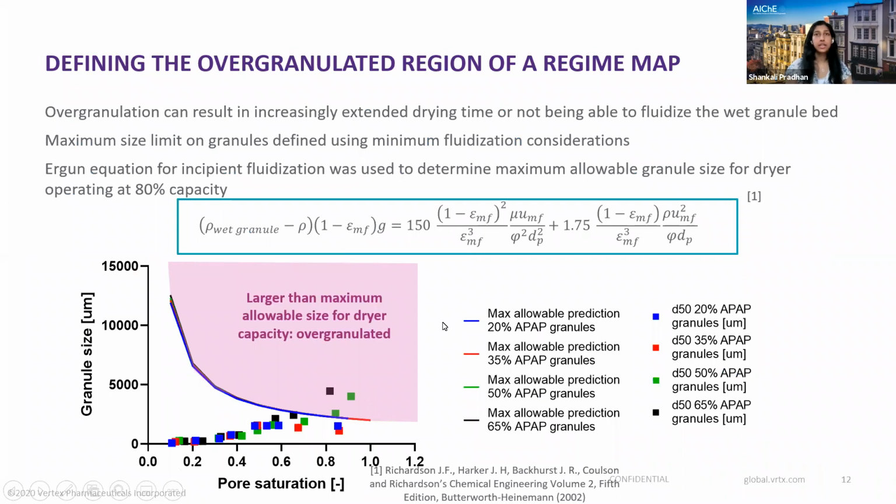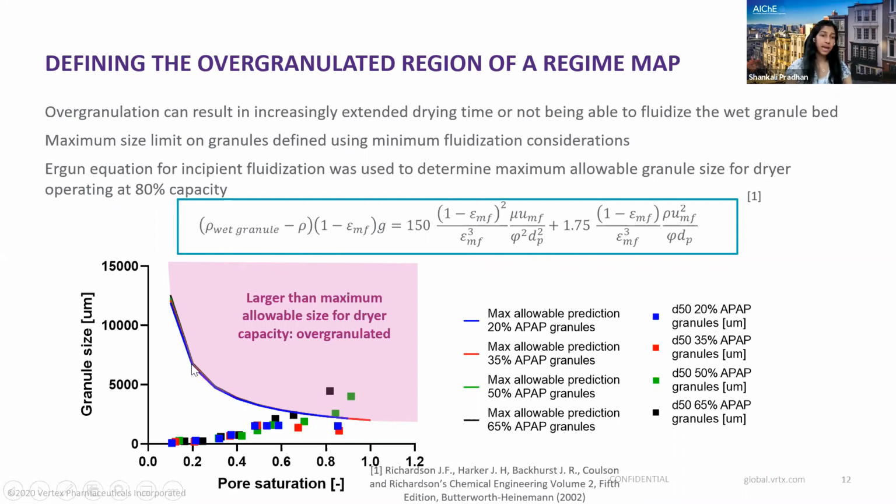We've defined overgranulation as granules that are not quite paste yet, but they're still big enough to be causing issues during processes such as extended drying time or not being able to fluidize at all. We've set a maximum limit on the granule size based on minimum fluidization considerations. So we have our Ergun equation over here. As the wet granule density changes as a function of increasing liquid content in the granules, we can define a maximum size of the granules that can be fluidized when the dryer of your choice is operating at 80% of the capacity, for example.